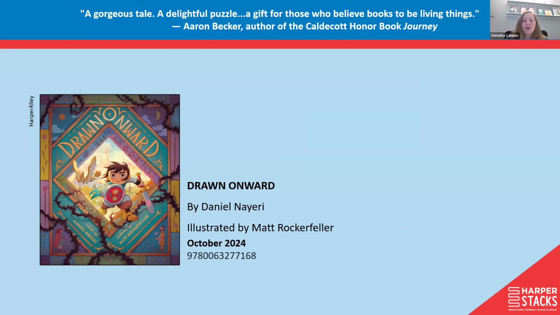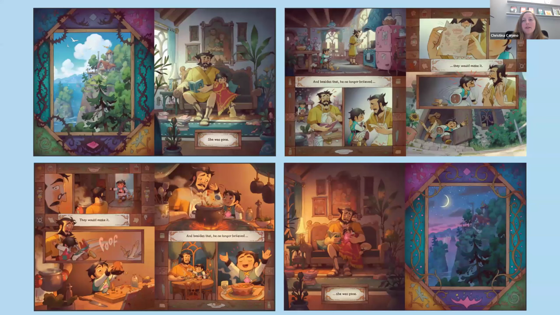And Drawn Onward. Daniel Nayeri is the author of the Printz Award-winning Everything Sad is Untrue, the Newbery Honor-winning The Many Assassinations of Samir, the Seller of Dreams, and now the phenomenally beautiful picture book, Drawn Onward. In this first picture book from Harper Alley, Nayeri weaves a mesmerizing and heartfelt journey of grief, hope, and discovery with gorgeous illustrations from Matt Rockefeller.